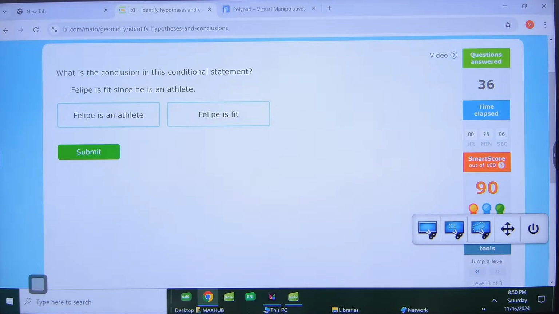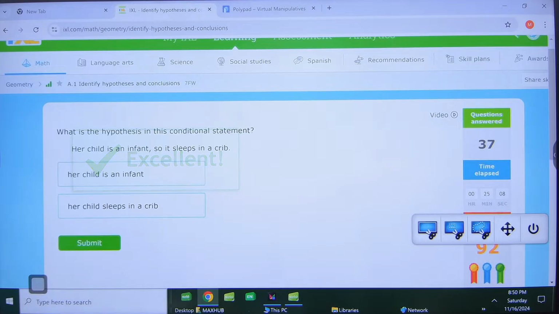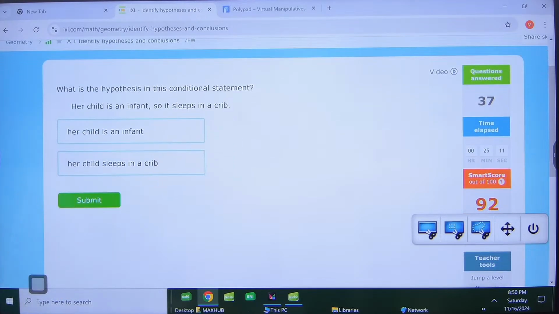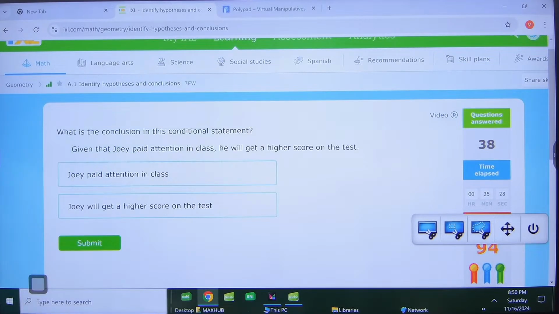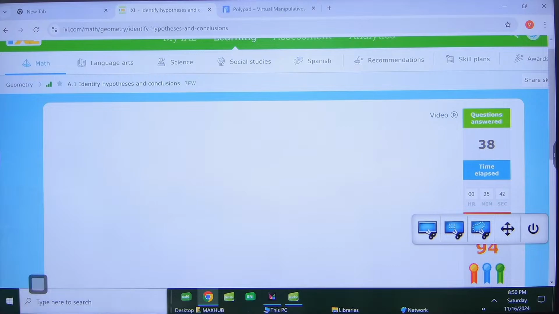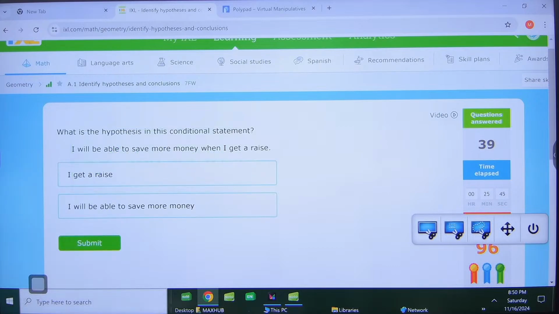Philippe is fit. What is the hypothesis in this conditional? Her child is an infant. Conclusion: He will get a higher score. What is the hypothesis in this conditional statement?